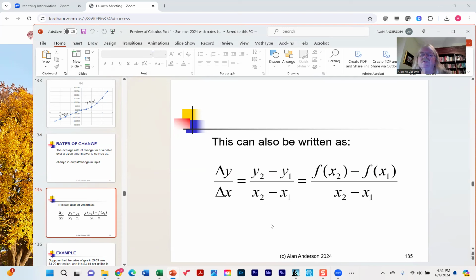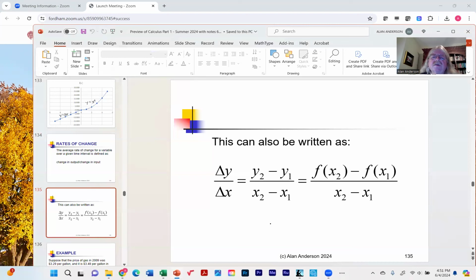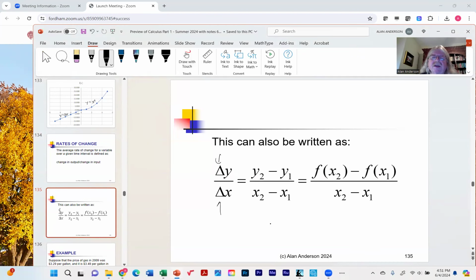Okay? In other words, all we're doing is trying to figure out what is the impact on Y, which is, of course, the dependent variable, when there's a given change in X, the independent variable. Or we can rewrite this as y2 minus y1 over x2 minus x1. Or we can write it as f of x2 minus f of x1 over x2 minus x1. They all mean the same thing, of course.